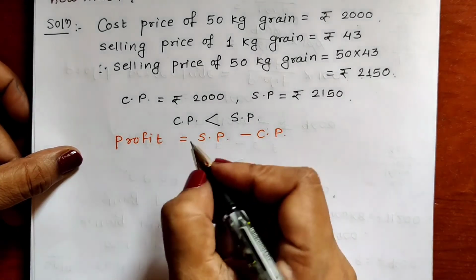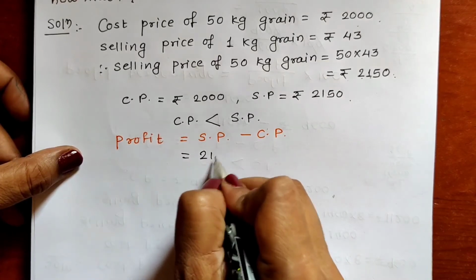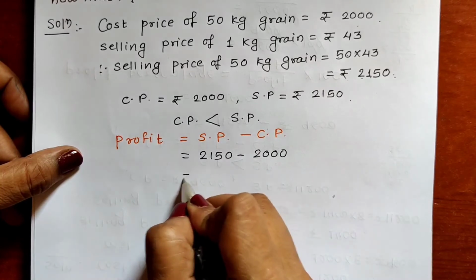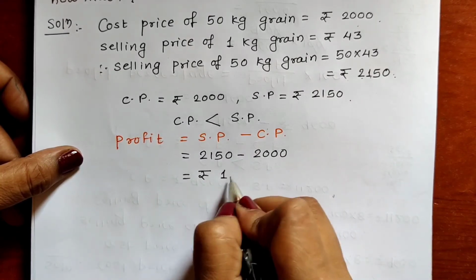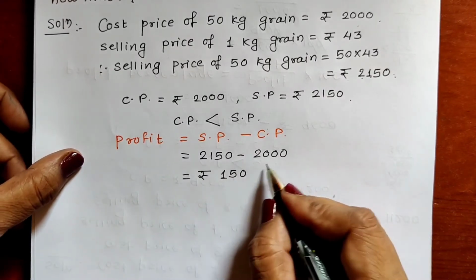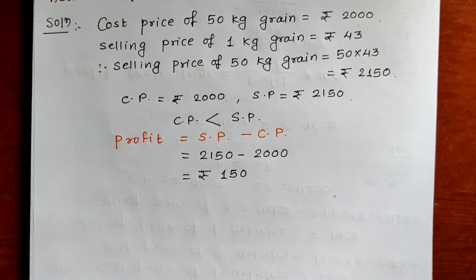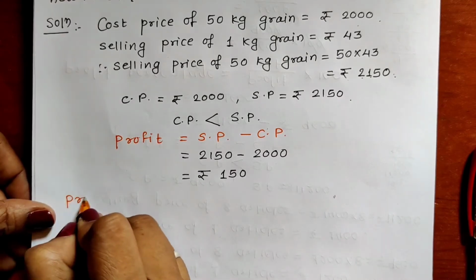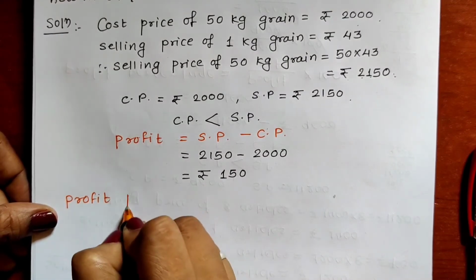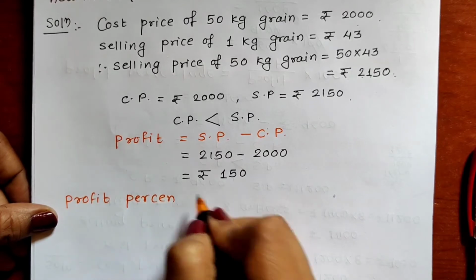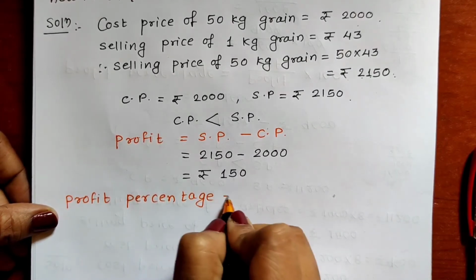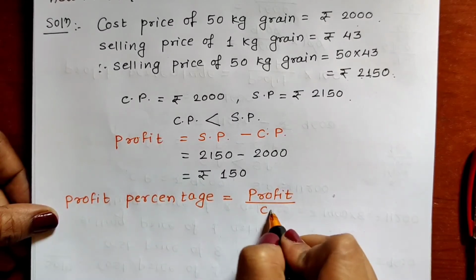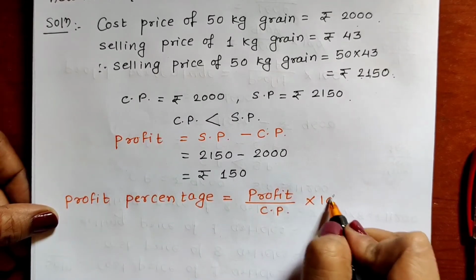Let us put the values. Values are 2150 minus 2000. What will be the answer? Rupees 150. 2150 minus 2000 will be 150. So profit is there. That means what we have to find out? Profit percentage. Let us write the formula. Profit percentage is equal to profit upon CP multiply by 100.